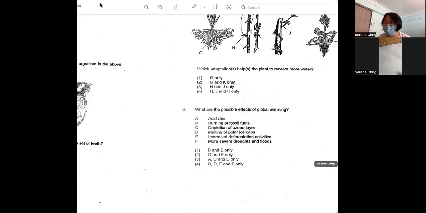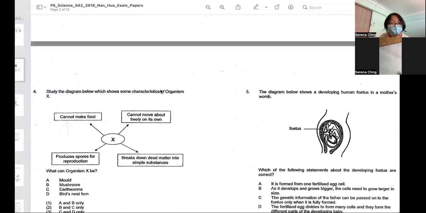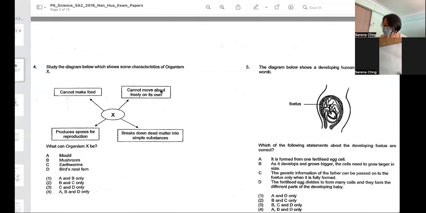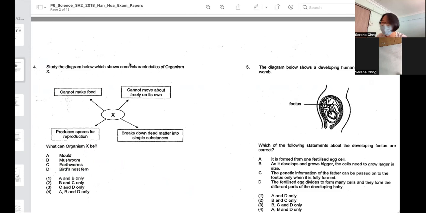Now we go to the next question, question 4. It cannot make food, so it cannot be a plant. It produces spores for reproduction, so it cannot be an earthworm. It breaks down dead matter into simpler substances, and it cannot move about freely on its own. So the answer will be the mould and the mushroom, which are in the fungi family. So the answer is A and B.